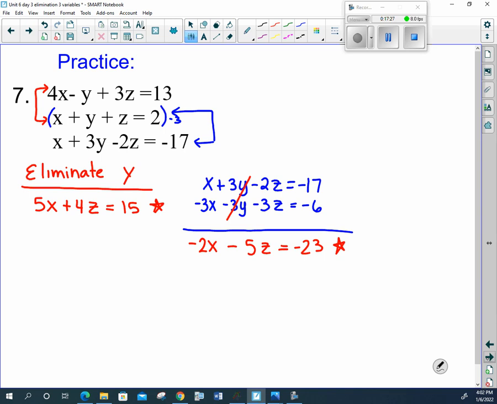So first equation, I'm going to multiply by 2. So I'm doing my start equations now. So 5 times 2 is 10x. 4 times 2 is 8z. And 15 times 2 is 30. And the bottom equation, the one on the right, I'm going to multiply that by 5. So negative 10x minus 25z equals a negative 23 times 5, a negative 115.